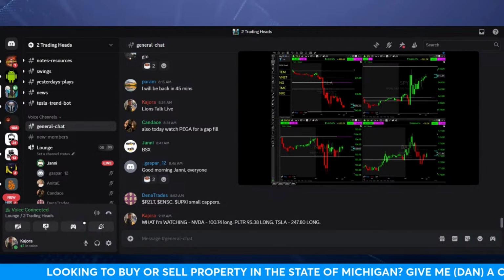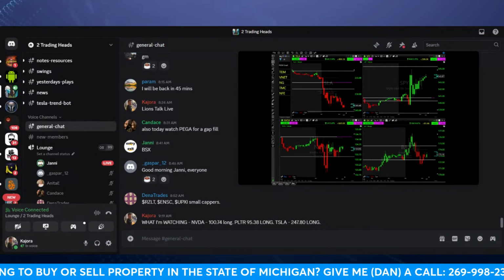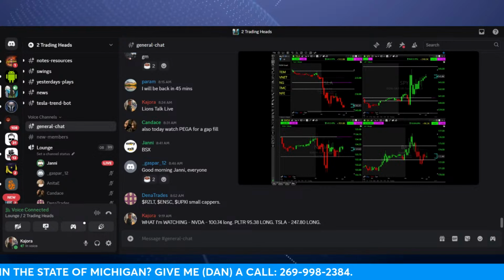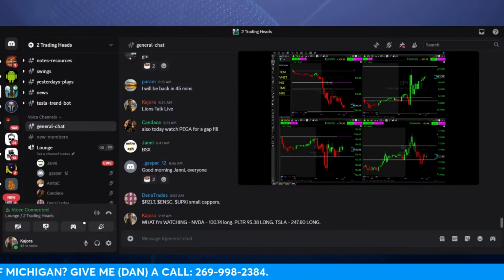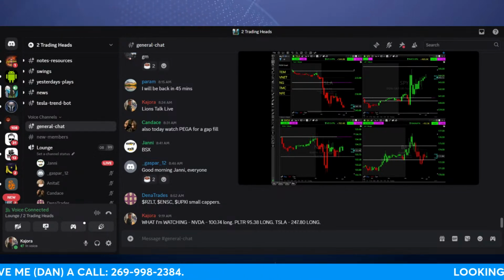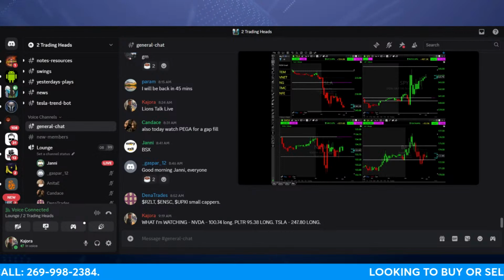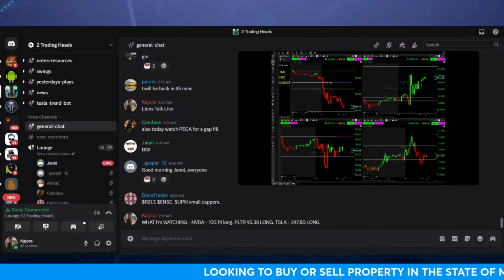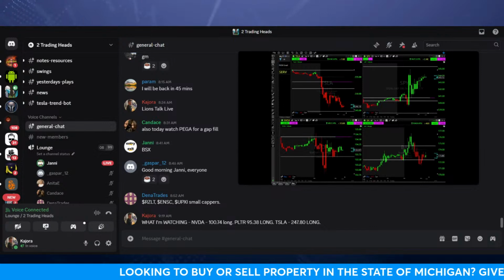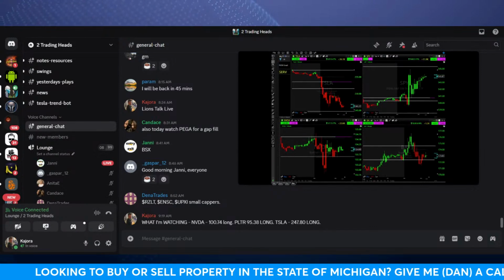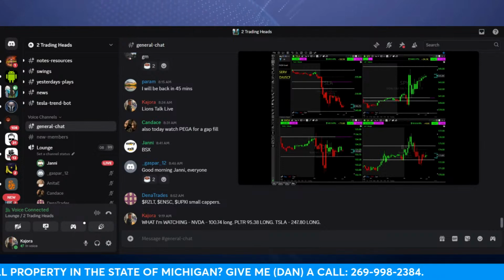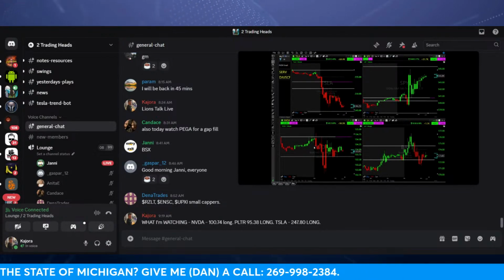SPY has been a pain in the butt. Come on SPY, give it up and pull. So what about red candles now on SPY? Let's see if we're gonna get it. Let's see some red candles. Come on. Look at Nvidia. What a drag Nvidia is.